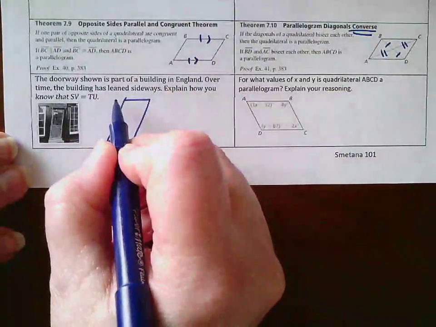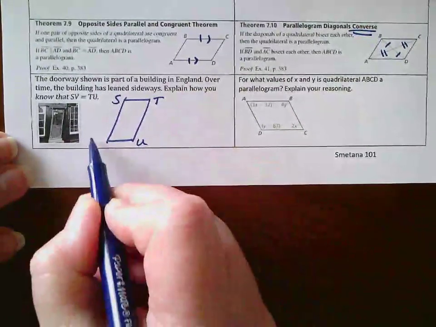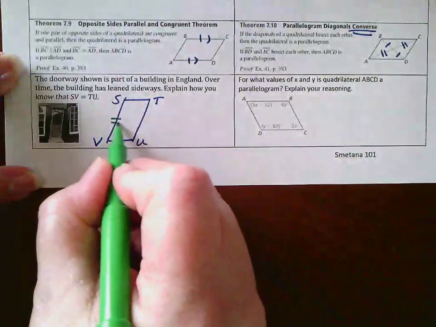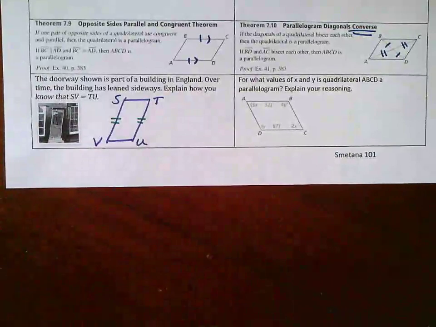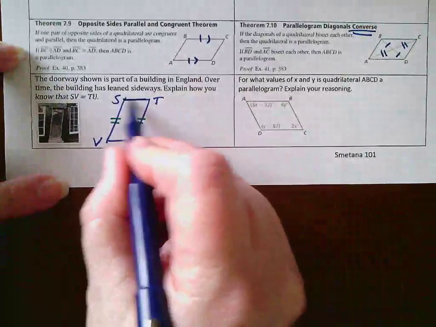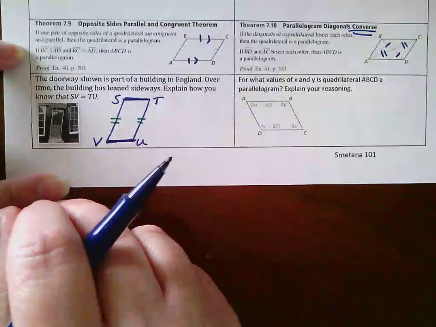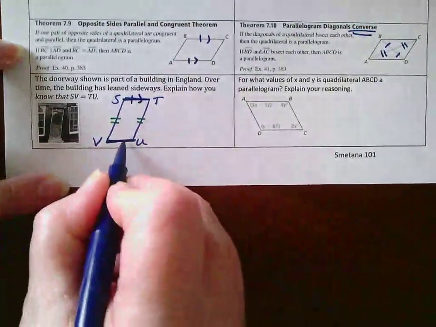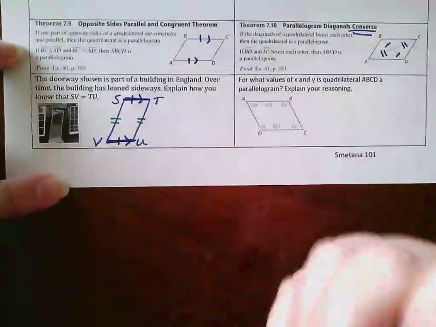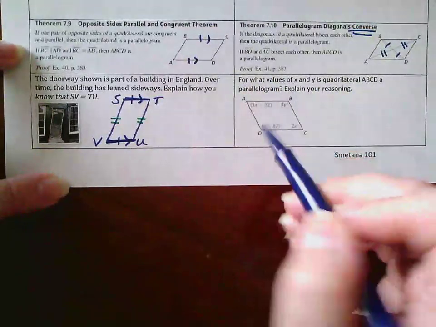You can barely see it, but I believe this is S, T, U, and V. So why is SV congruent to TU? Why are they the same measurement? And how can you say that? Well, you can say it by the fact that these are parallel to each other and equal. The measurements didn't change, so parallel and equal measurements would mean that these are also equal measurements, even though they're leaning.